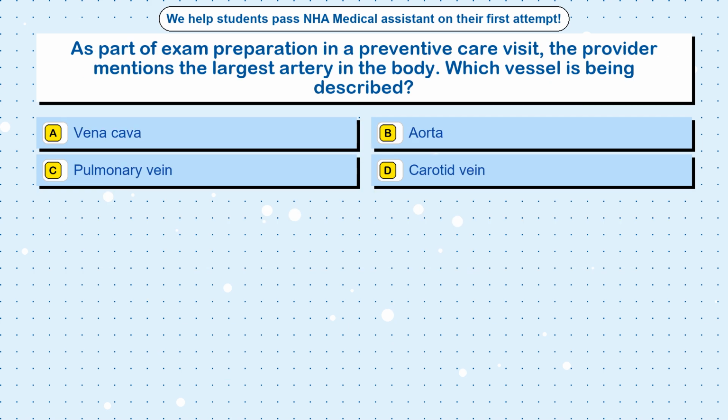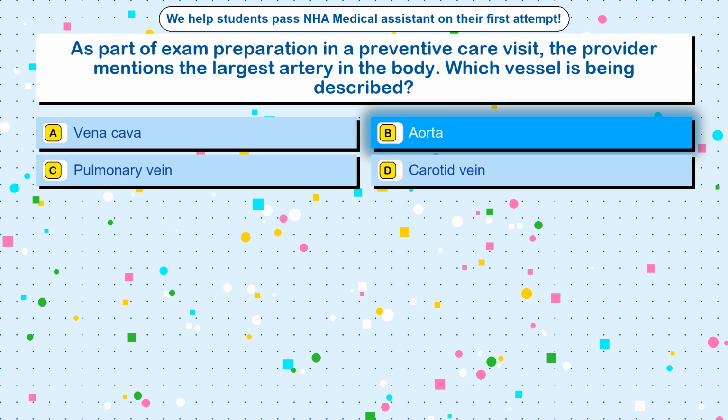Question 22. As part of exam preparation in a preventive care visit, the provider mentions the largest artery in the body. Which vessel is being described? Option A. Vena cava. Option B. Aorta. Option C. Pulmonary vein. Option D. Carotid vein. The correct answer is option B. Aorta.